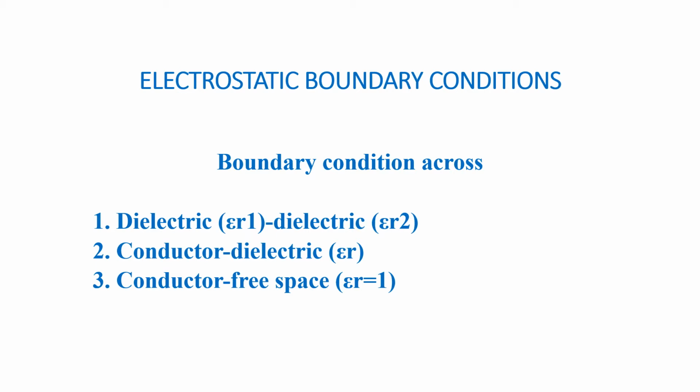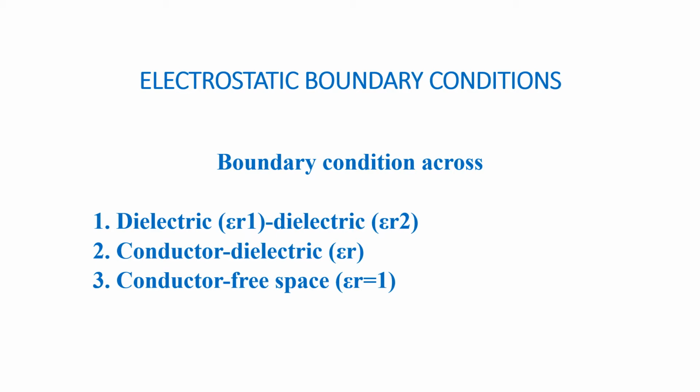For example, you can see here a dielectric boundary. On both sides of this type of boundary, two different types of dielectric material, insulating material, occur. So they have different dielectric constants also: epsilon R1 for one dielectric and epsilon R2 for the other dielectric. Another type of boundary is a boundary between a conductor and a dielectric. And the third type of boundary possible is a conductor and free space boundary.